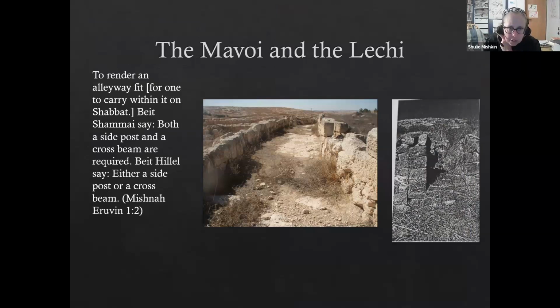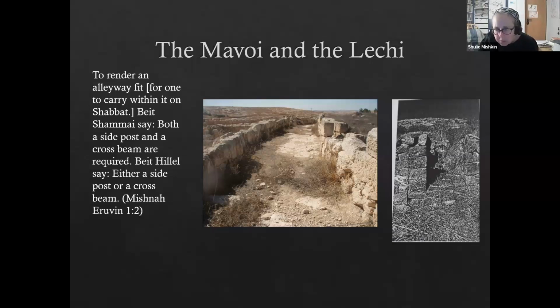What do you have to do? You have to, according to Beit Shammai, add a korah and a lechi, a side post and a beam on top. Okay, and Beit Hillel says one or the other. Either way, what you have to do is create something that looks like a doorway. Okay, Beit Hillel says only one.